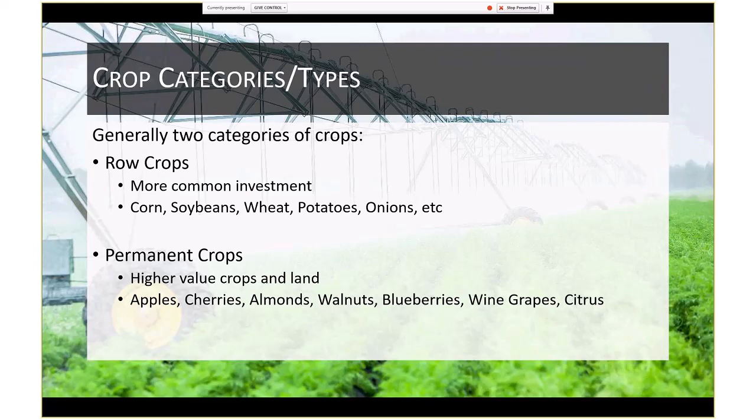The second category is what we would call permanent crops, and these are higher value crops and typically result in higher values in the land. Really, these can be thought of as anything with a tree or a bush, where the plant sustains year to year and the crop is harvested off of that. Some examples on here: apples, which we deal with a lot in the Northwest, cherries, almonds, walnuts. A lot of the nuts are real popular down in California. We've seen a lot of growth in that market. Blueberries, wine grapes would be another one. Hops would fall under more row crop. And then citrus would be down in the southeast, quite a bit of their concentration in permanent crops.